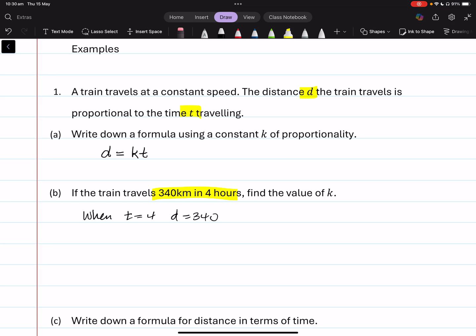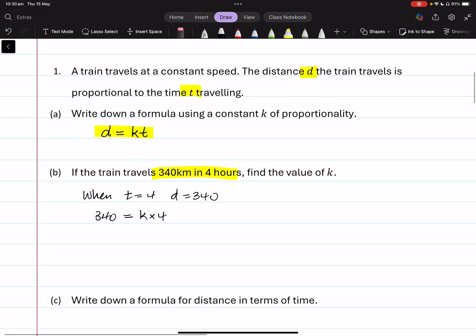Substituting that into the equation above, I'll highlight it now, just up here. Substituting the values that we know into that equation, we get 340 is equal to k times t, which is 4. K times 4 is just 4k, and that's equal to 340. Solving that as equation, we get k equals 340 divided by 4 is 85. So k is equal to 85.